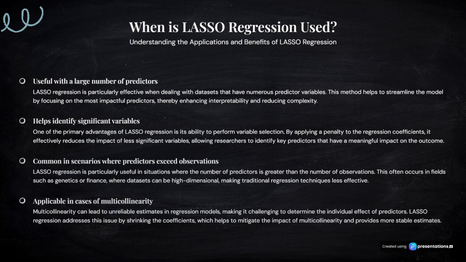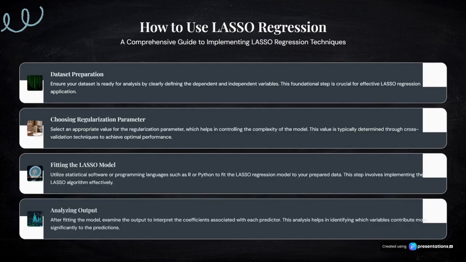Next is applicable in cases of multicollinearity. Multicollinearity can lead to unreliable estimates in regression models, making it challenging to determine the individual effect of predictors. LASSO regression addresses the issue by shrinking the coefficient, which helps to mitigate the impact of multicollinearity and provides more stable estimates.